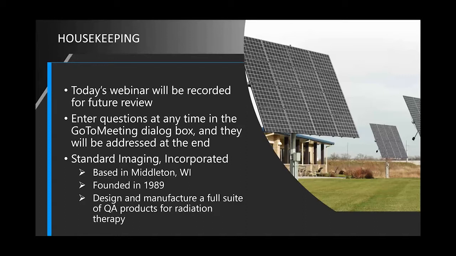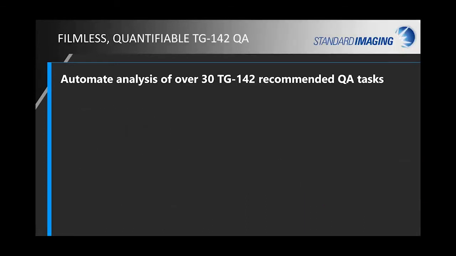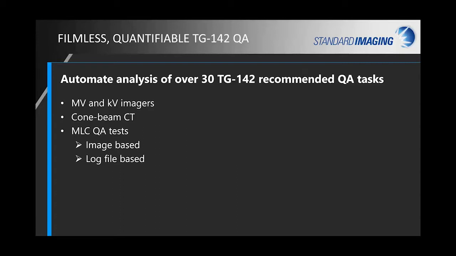But today we're going to be talking about PIPSpro. So basically, PIPSpro is an automated analysis of over 30 TG142 tests for quality assurance, including MV and KV imager, the planar imaging components of a LINAC, cone beam CT for the 3D components. The MLC QA test, we have both tests for image-based and log file-based tests.